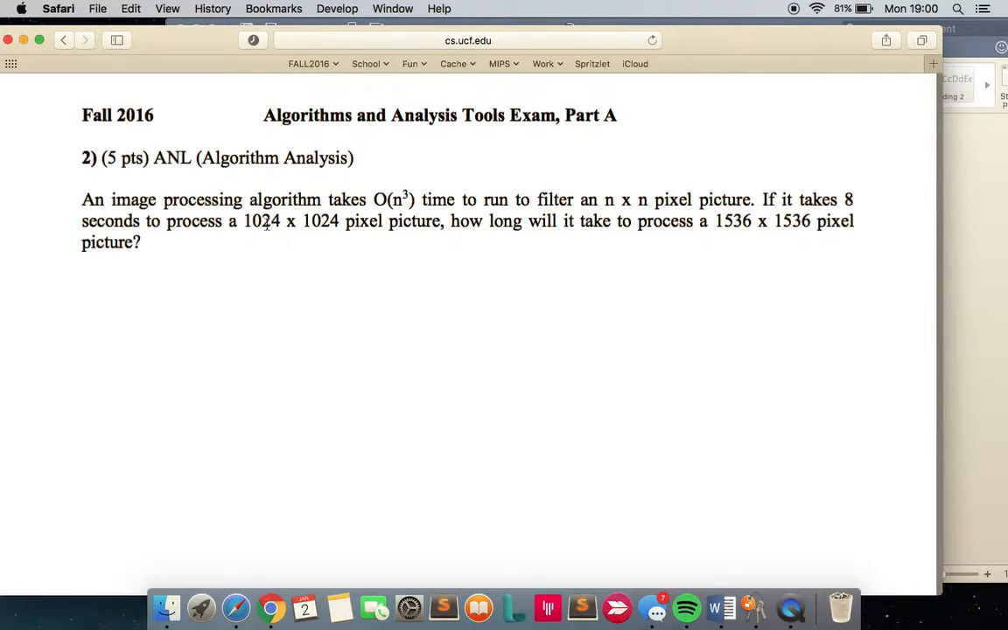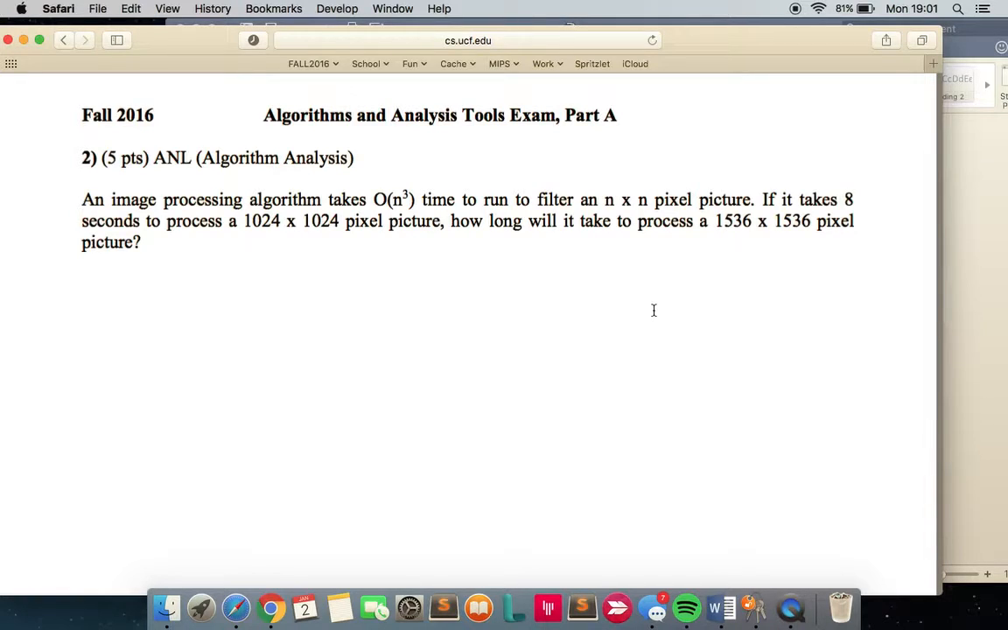An image processing algorithm takes O of n cubed time to run to filter an n by n pixel picture. If it takes 8 seconds to process a 1024 by 1024 pixel picture, how long will it take to process a 1536 by 1536 pixel picture?